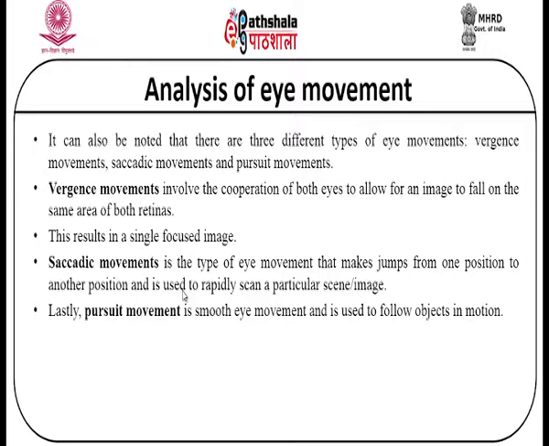Next is the saccadic movement. The saccadic movement is a type of eye movement that makes jumps from one position to another, and it is used to rapidly scan a particular scene or an image. Lastly, we have the pursuit movement, which is a smooth eye movement and is used to follow the objects that are in motion in the given picture.